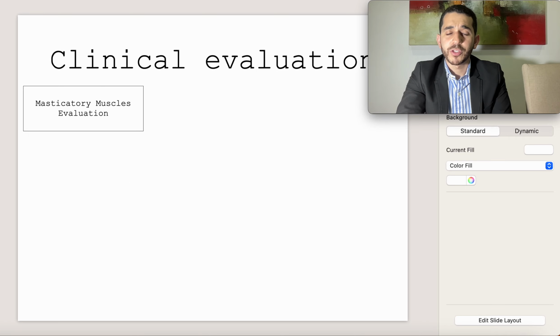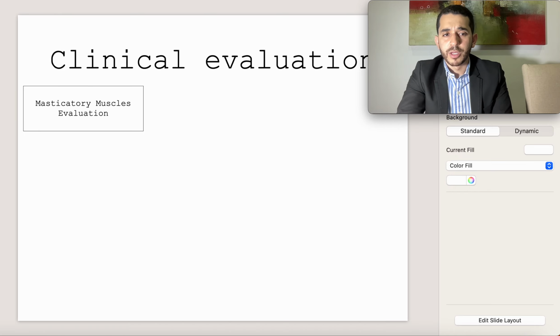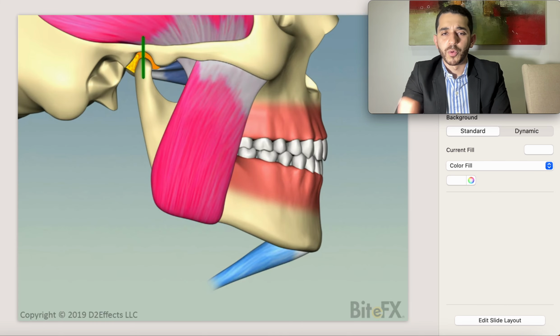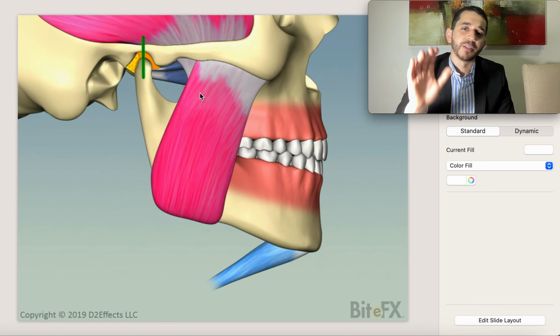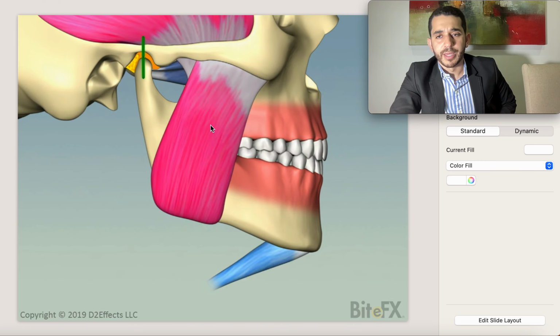In the clinical evaluation, we need to do a palpation of the masticatory muscles: temporalis, masseter, medial pterygoid, and the digastric. So here in the red, we have the temporalis and the masseter. The masseter is under this masseter.